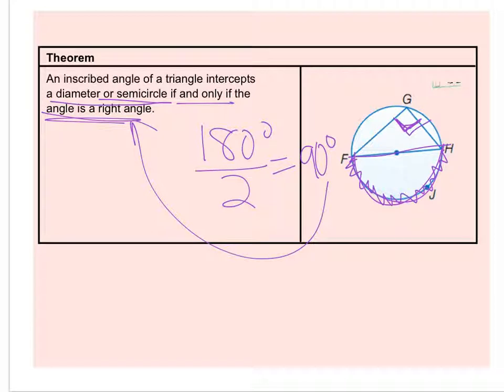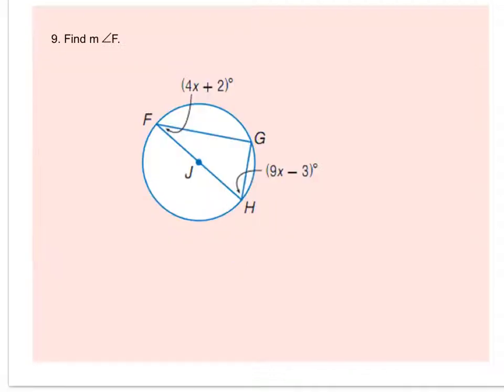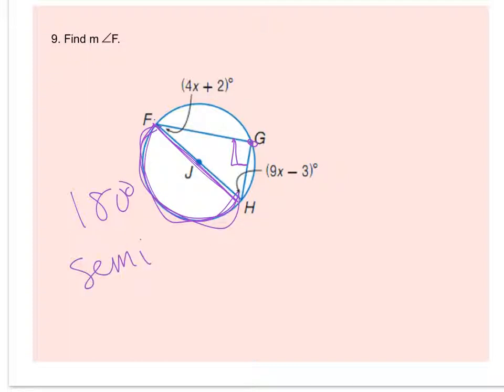And then flip it around. If this is 180, or if this is a semicircle, then this is also a right angle. So if I take a look, now look, angle G intersects this. Okay, this is a diameter, this is a semicircle, so that means angle G is going to be 90 degrees. Okay, this is 180 degrees because it's a semicircle. This FH is a diameter.